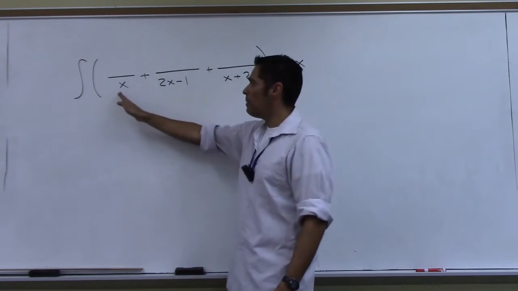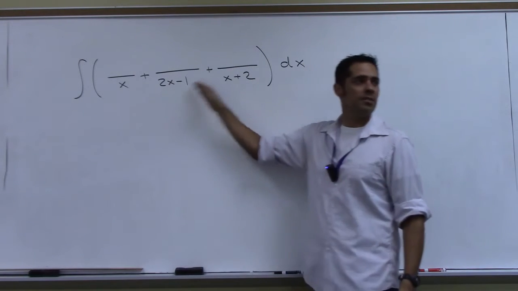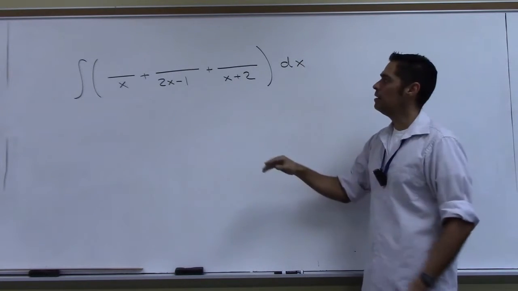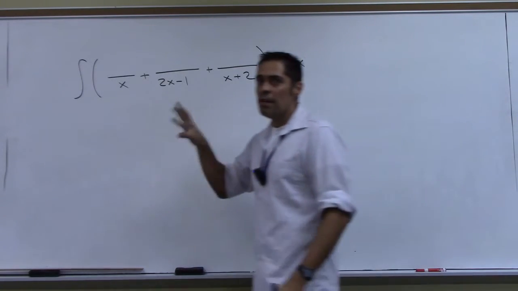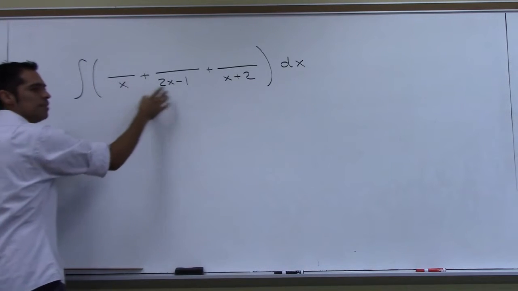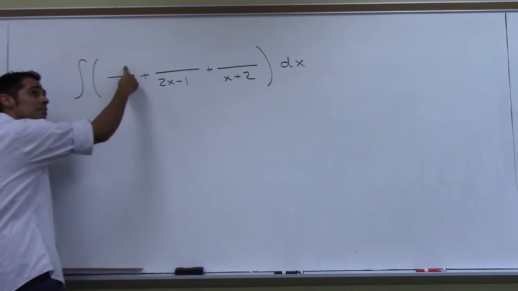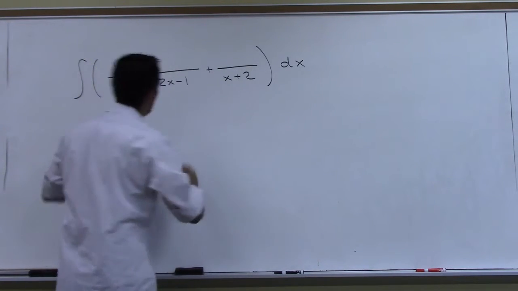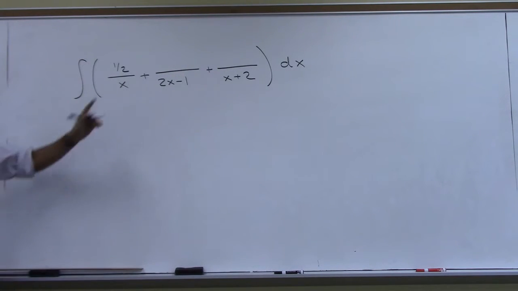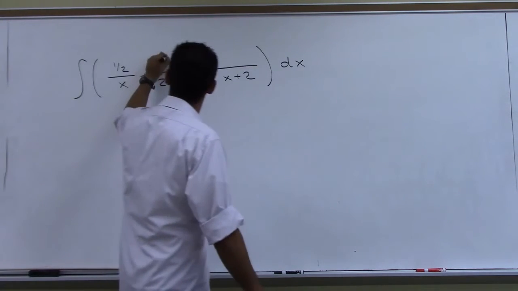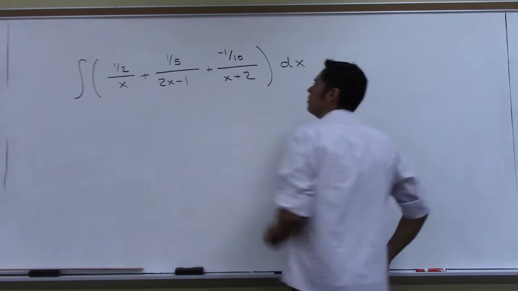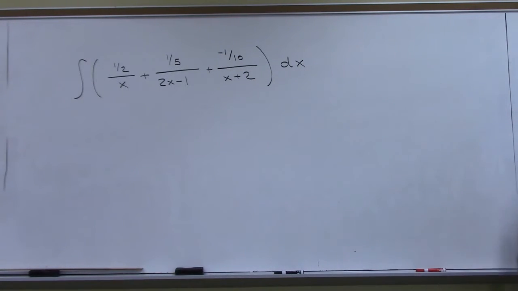Did I have a on top of x, b on top of this one, and c on top of this one? You have to get everything back in the right place. You can't just slap them wherever I want. So the original integral was rewritten this way. A for us turned out to be 1/2. I just say put it up here, 1/2. Okay, fine. B was what? 1/5? And C was -1/10. That's the original integral rewritten with partial fraction decomposition.